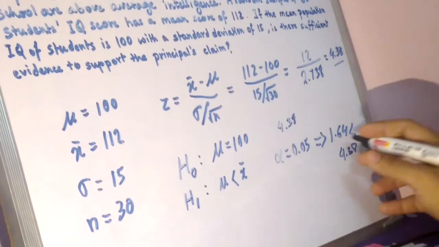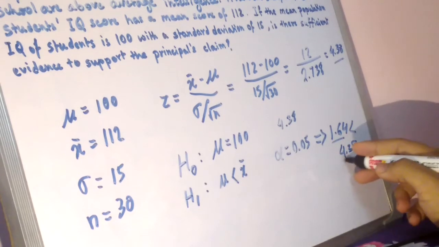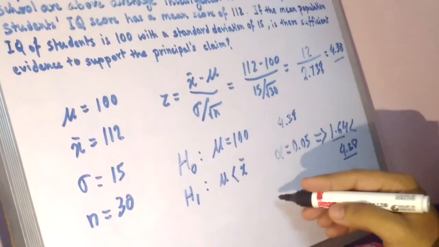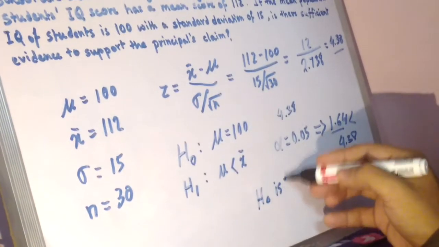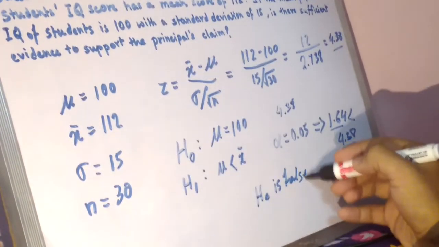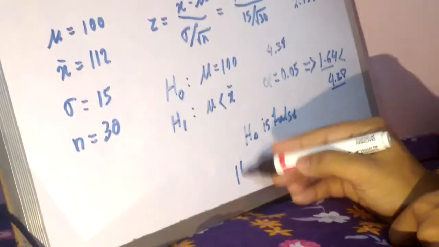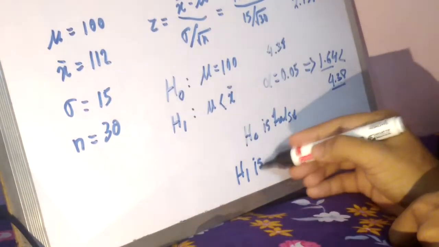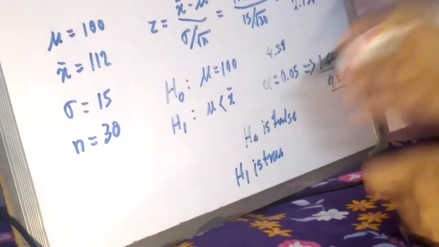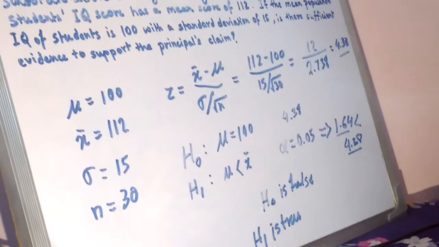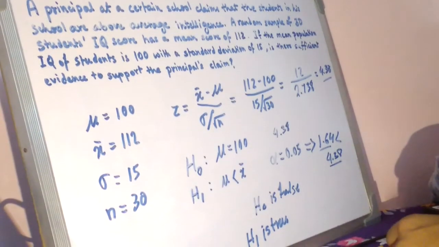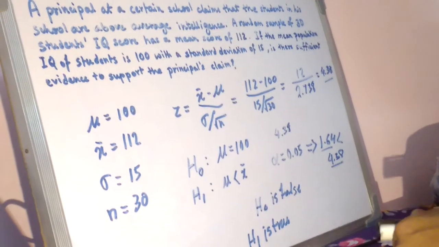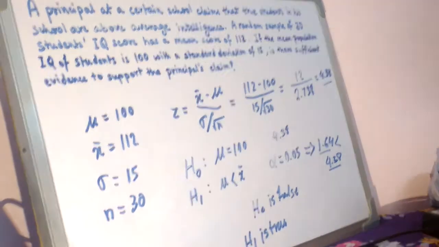So if the critical value is less than the z value, we can conclude that the null hypothesis is false, which means that the alternate hypothesis is true. Hence we can say that there is enough evidence to prove that the students of that school have a higher IQ than the general population.